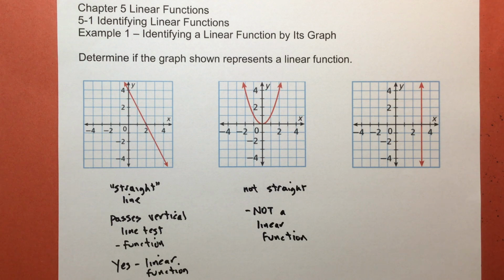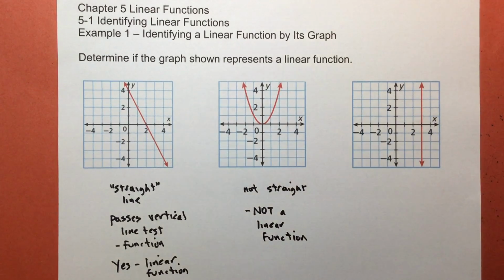Right now, all you have to do is just recognize, hey, no, that's not a linear function. And if you see this on a quiz or a test, you're just going to say no or choose no. That's all you got to do. All right? If it does say explain, then you can just say it's not straight.